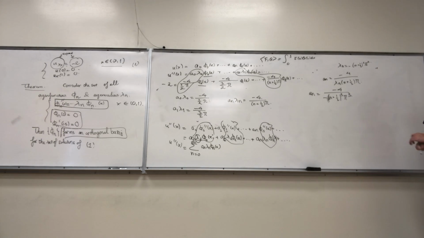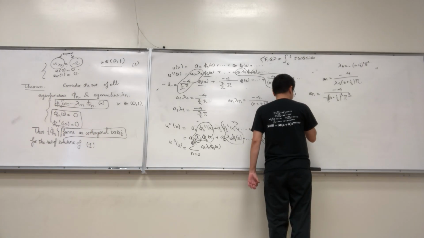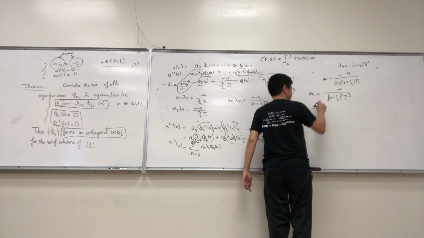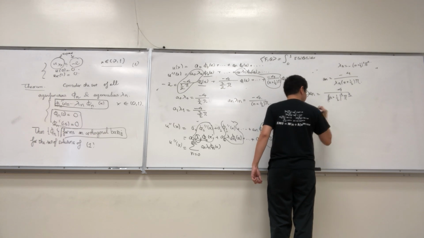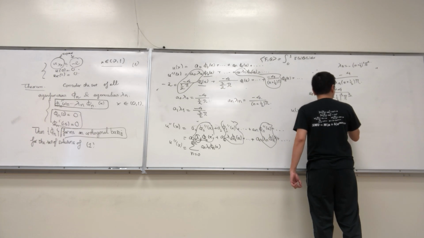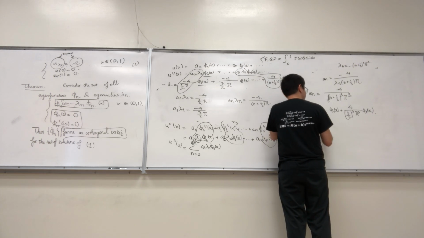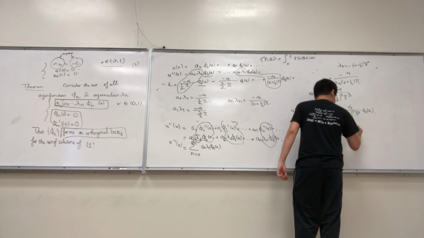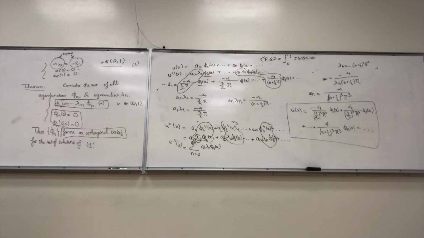So I have this a_n, and I plug everything back into the original series. So u(x) will be a_0 phi_0. Because here I have minus minus, so this is not a big deal. So I have 4 over (1/2) cubed pi cubed phi_0(x) plus 4 over (3/2) cubed pi cubed phi_1(x), and I take the sum, I have 4 over (n plus 1/2) cubed pi cubed phi_n(x). And basically this is the solution.